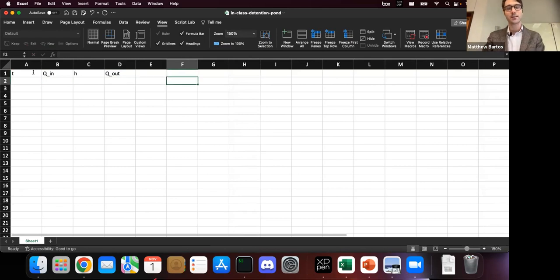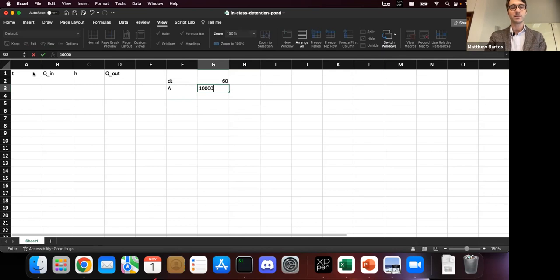And let's define some constants over here. So I'm going to have dt is going to be 60, so we're going to be working at 60-second time intervals. Our area, the bottom area of the pond, is going to be 10,000. The area of the orifice cross-section is going to be 4 square feet. The orifice coefficient is going to be the standard 0.67. And our gravitational acceleration is going to be 32.2.